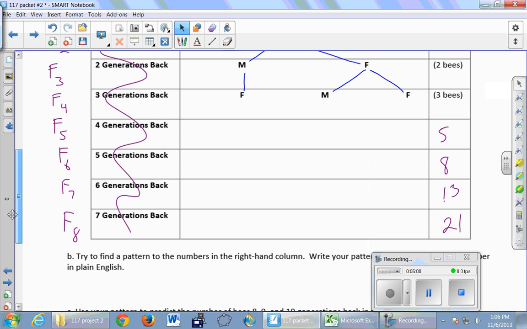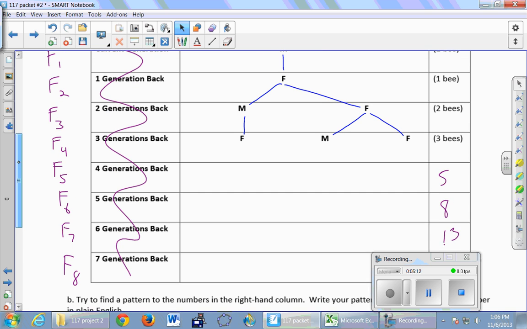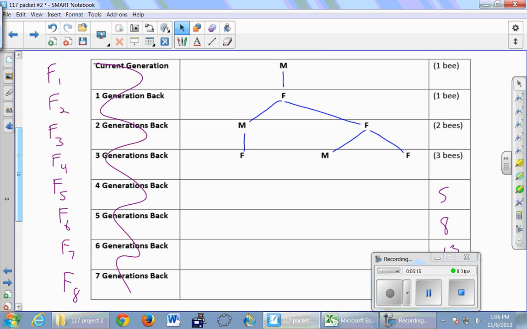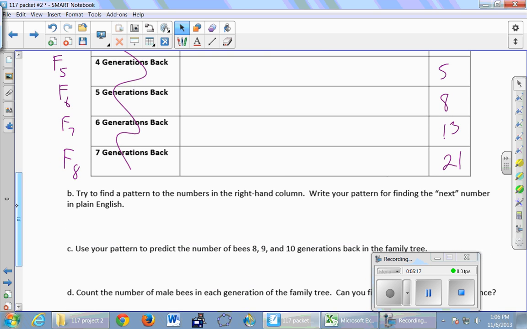And so what you guys did for me was you filled in the family tree for that one single male bee at the top of this chart. And then you started counting the number of bees that we had, 5, 8, 13, 21. And then you looked for a pattern. So let's write down the pattern in English. What's the pattern with these numbers here in purple?